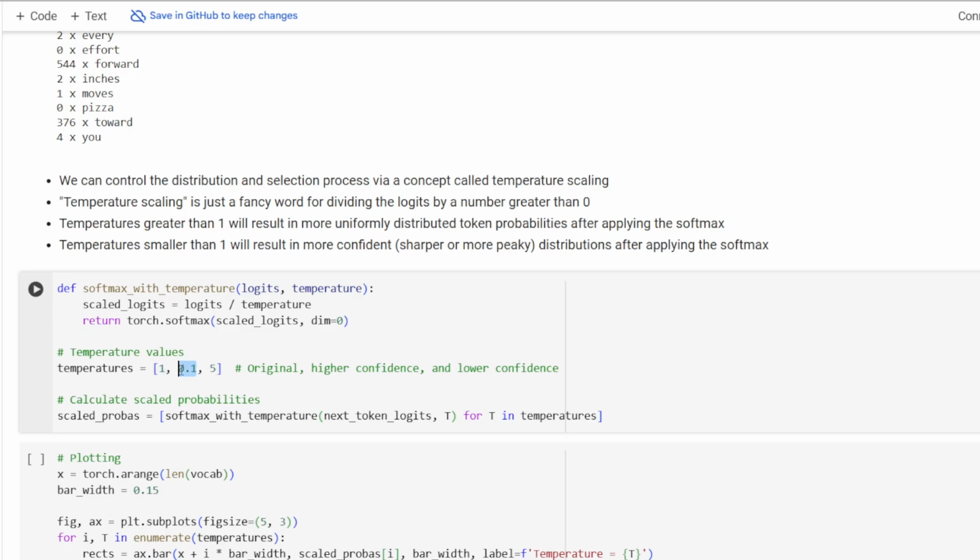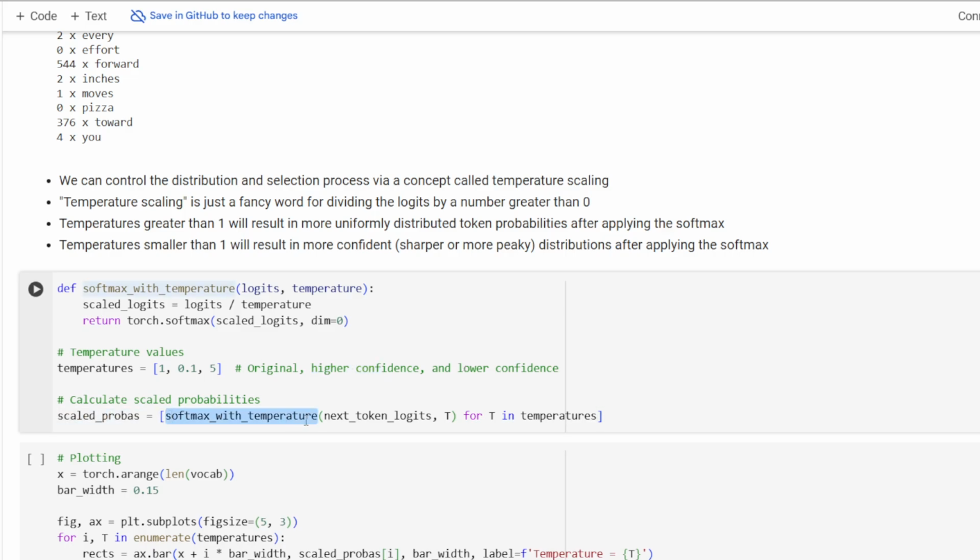This is a low temperature, less than 1. We expect it to be more deterministic, probably closer to the results as if we are not doing any scaling at all. And then this is 5, where it's more creative. This is higher confidence and lower confidence. So cool. We have a scaled proba.